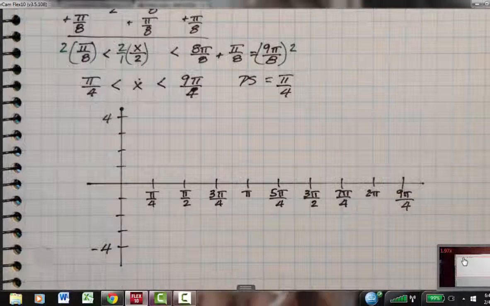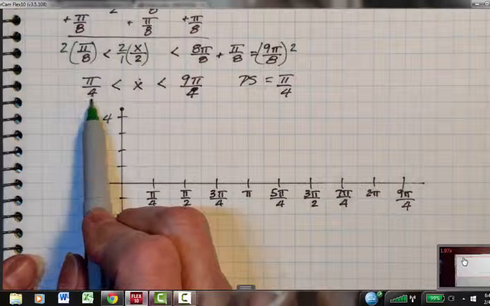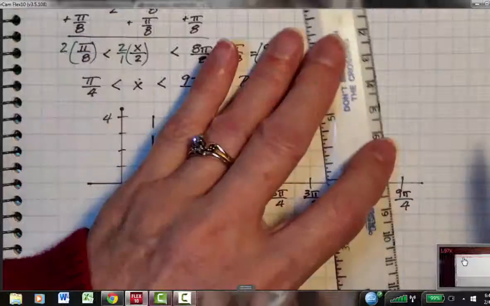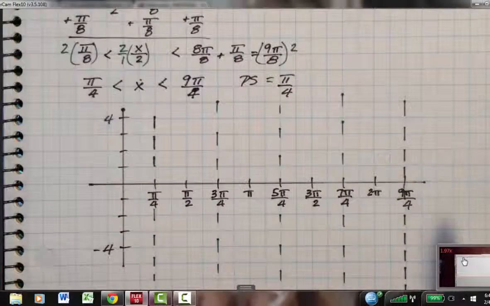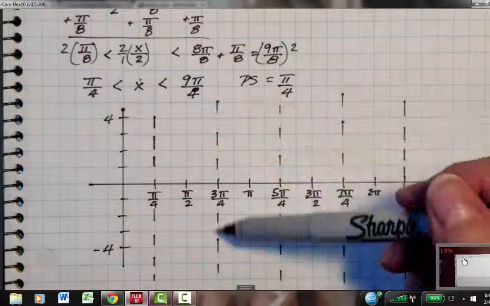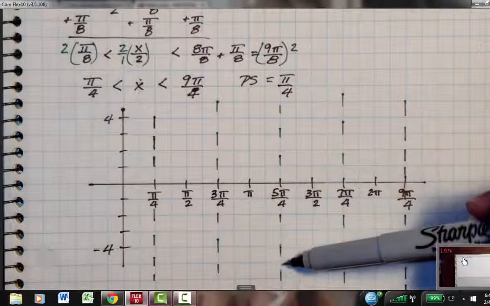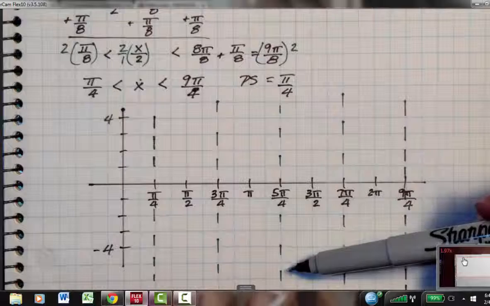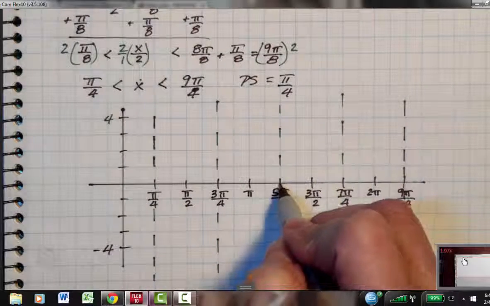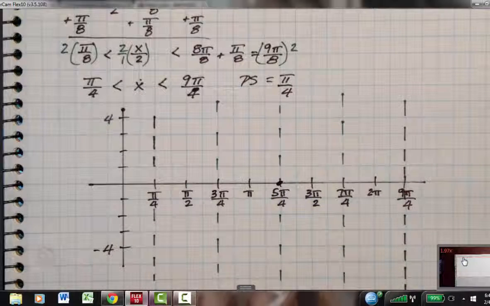Now I'm going to go ahead and put my asymptotes in, and my asymptotes are going to occur at the beginning and the end of my cycle. So I need to have an asymptote at pi over 4 and 9 pi over 4. So you'll see that I've put my asymptotes here in brown, and then I've also marked in my quarter points and my halfway points, so I have an idea of where my function is going to be. So here's my asymptotes. At my halfway point, I'm going to be crossing the x-axis.